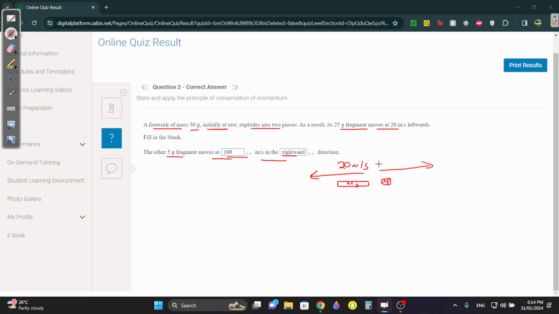Now we know it has to cancel out this momentum. How do we find this momentum? It's P equals MV, right? The mass is 25 grams. But can we solve when it's grams? No, we have to convert to kilograms. How do you convert it to kilograms? You divide by 1000, for anybody who doesn't know. It will be 0.025 times the velocity, which is 20, and you get P equals 0.5. So if this is 0.5 momentum to the left, that means this should be 0.5 momentum to the right.